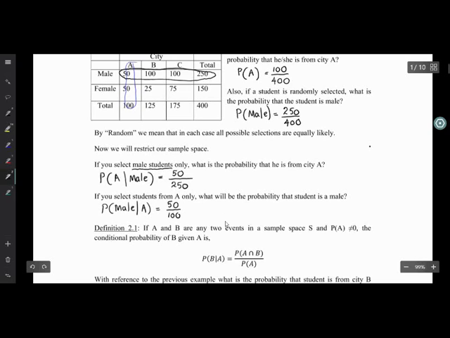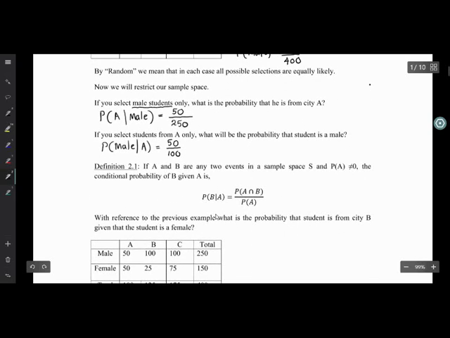Let's try to define the conditional probability. If A and B are two events in a sample space S and the probability of event A is not equal to 0, the conditional probability of B given A is defined in this equation. We read this as the probability of B given A equals the probability of their intersection divided by the given probability. See, the given condition is A. So that given event, that probability goes to the denominator.